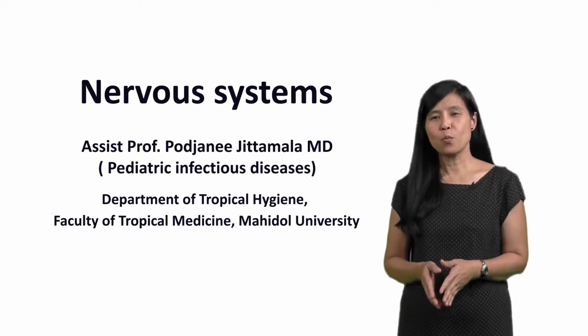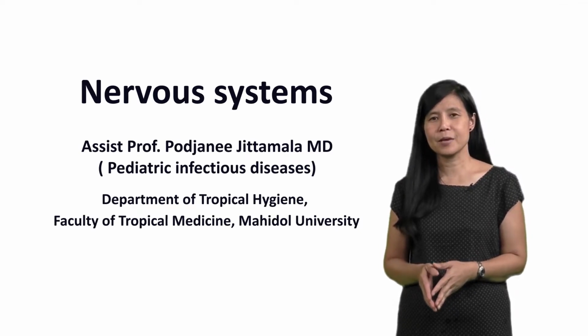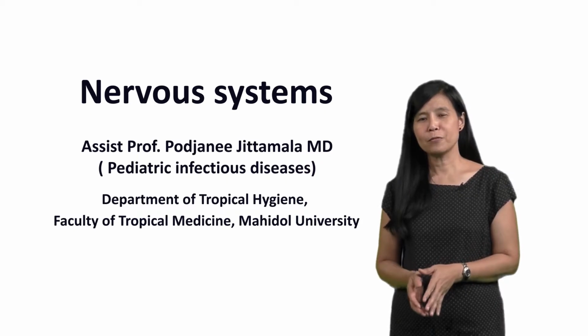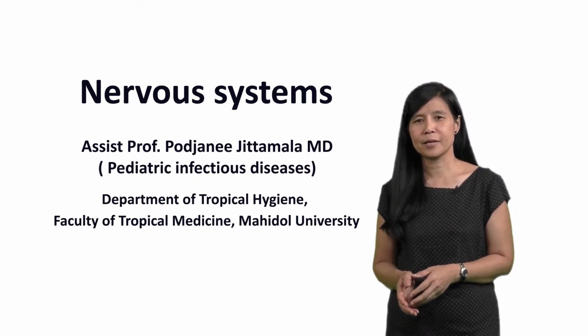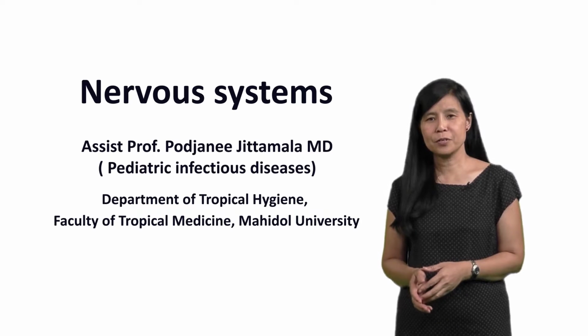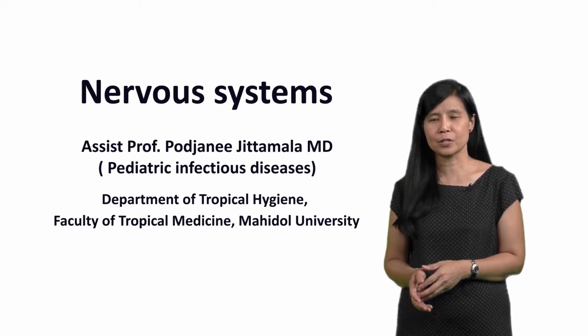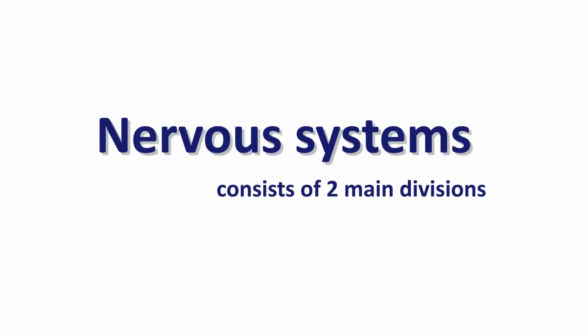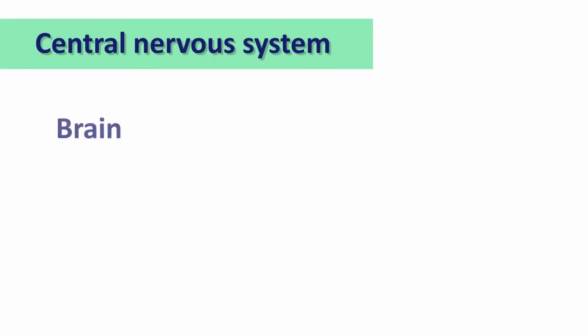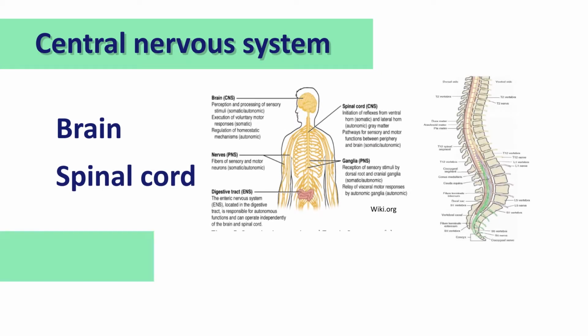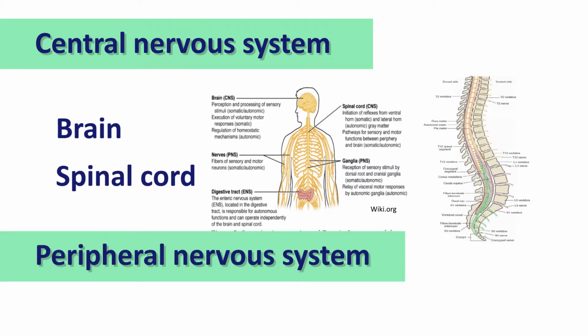The nervous system is one of the most complicated systems in the human body, in both function and anatomy. Today we are going to review the basics of the human nervous system and learn about the related medical words. The nervous system consists of two main divisions: the central nervous system, which includes the brain and spinal cord, and the peripheral nervous system, which includes all other nervous tissue of the body.